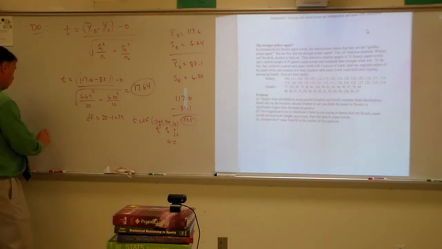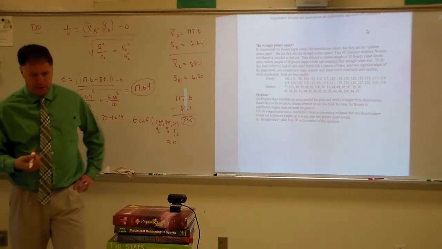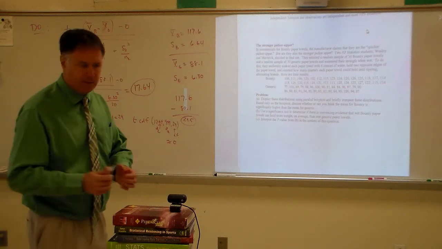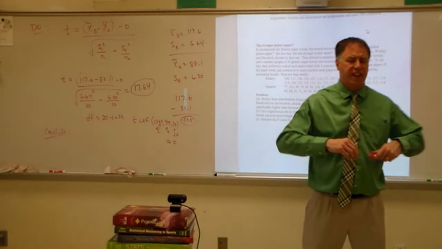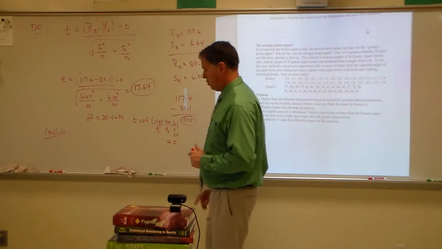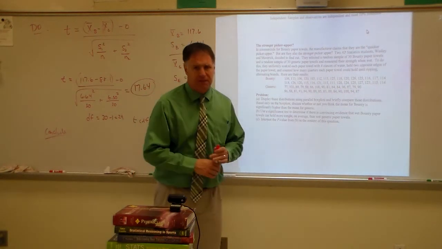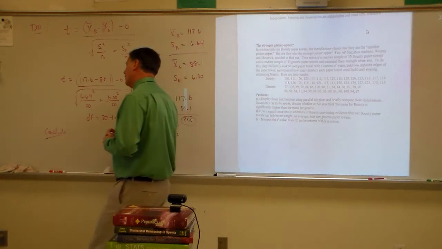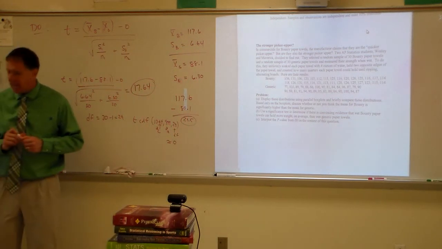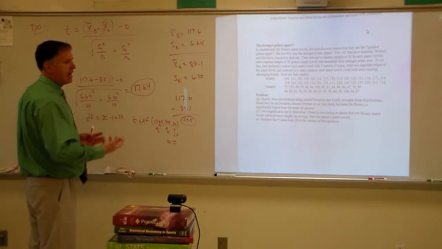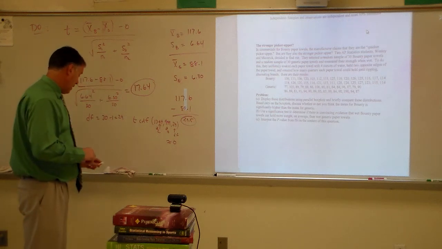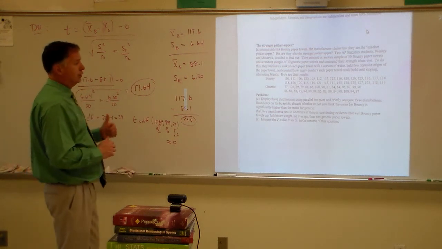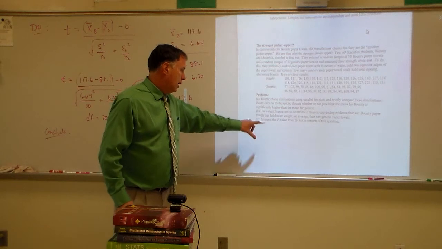So when we go to our conclude, I'm going to have you listen and write it rather than me write it. With a p-value this low, we reject the null hypothesis. And there is sufficient evidence to say that Bounty paper towels are stronger than generic paper towels. Okay? That would be a good conclude.